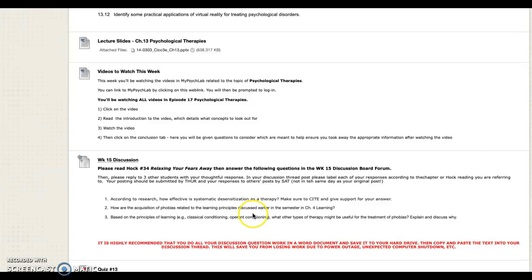So here you're going to want to be integrating your Ciccarelli and White textbook, and you're going to want to go back to Chapter 4 and tie in some of that to your discussion here. I should see every single student citing their textbook for support here. And then based on these principles of learning, what other types of therapy might be useful to treat phobias? What would you think? So that's your discussion.